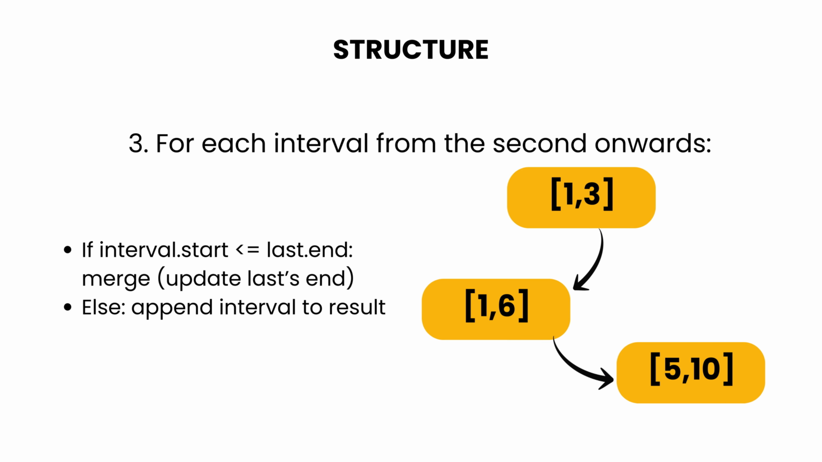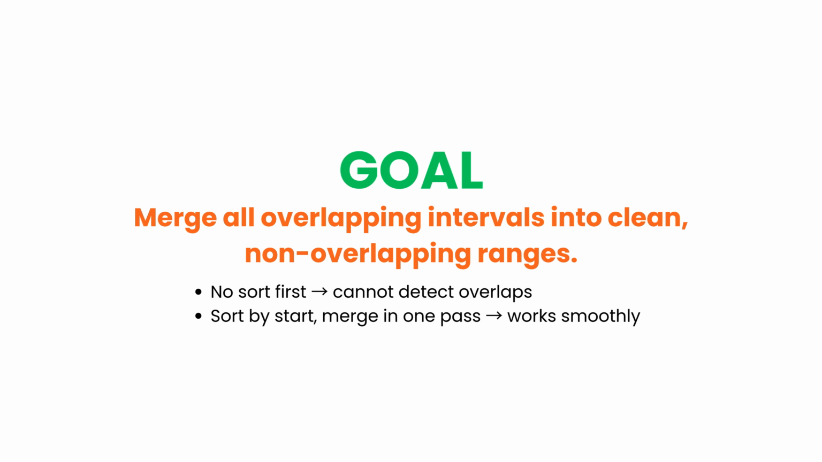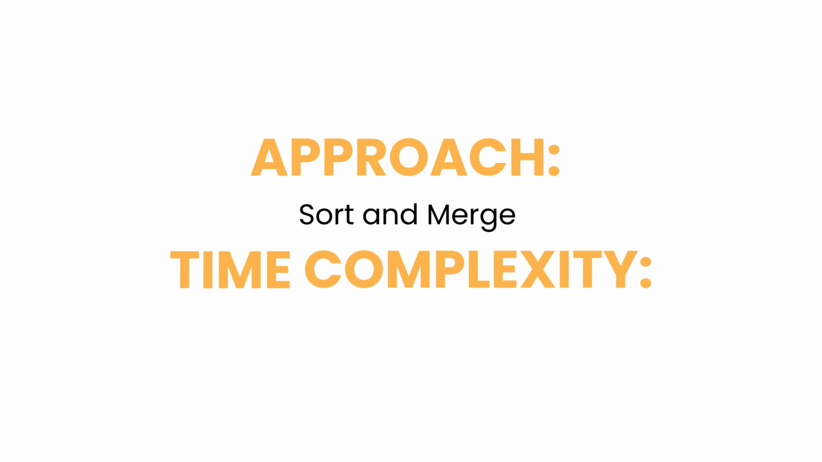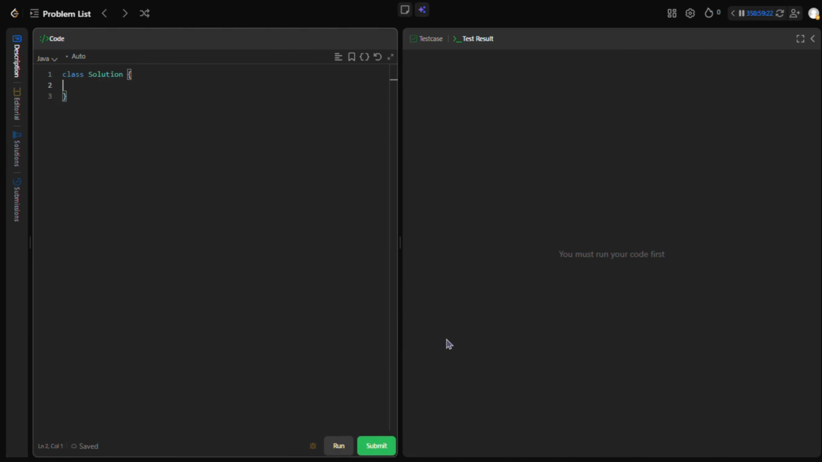Let's walk through this solution. The main goal here is simple: merge all overlapping intervals into clean, non-overlapping ranges. If we don't sort first, we won't correctly detect overlaps. If we sort by start time and merge in one pass, everything works smoothly. Approach: sort and merge. Time complexity: O(n log n).